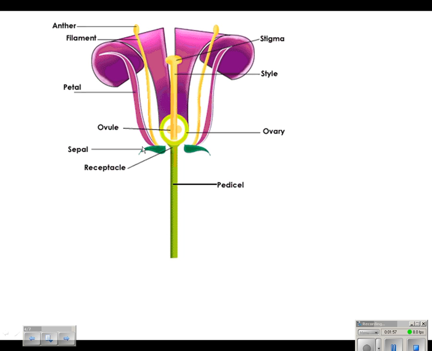The sepals are the small leaves around the receptacle, and our petals are what we like to look at, which are pretty. The style and the stigma will form the pollen tube, where the pollen will actually be deposited on the flower, and then it travels down to the ovule. The anther, the male part of the plant, is going to hold the pollen up here.